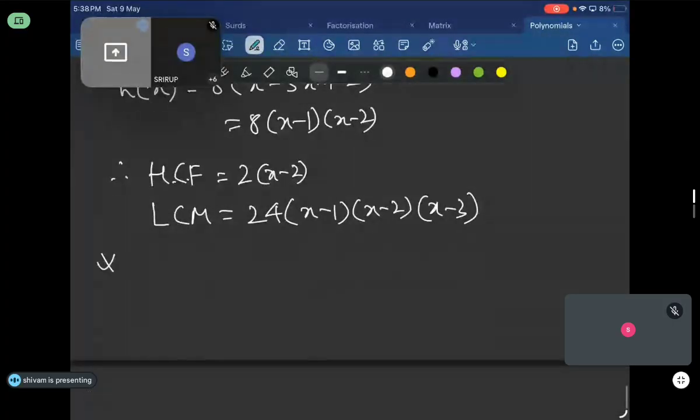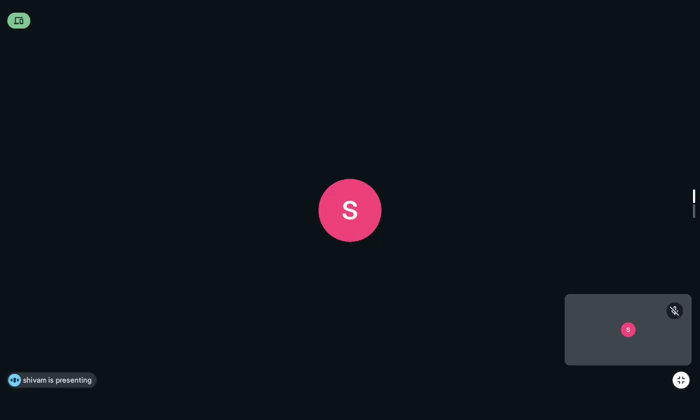So monomials, everyone, monomials. For example, if I want to find out the HCF and LCM of 24x cubed y square z to the power 4, 36 x to the power 4 y to the power 4, and 48 x cubed z cubed. I want to find out the HCF of this expression. Raise your hand. Can anyone tell me?